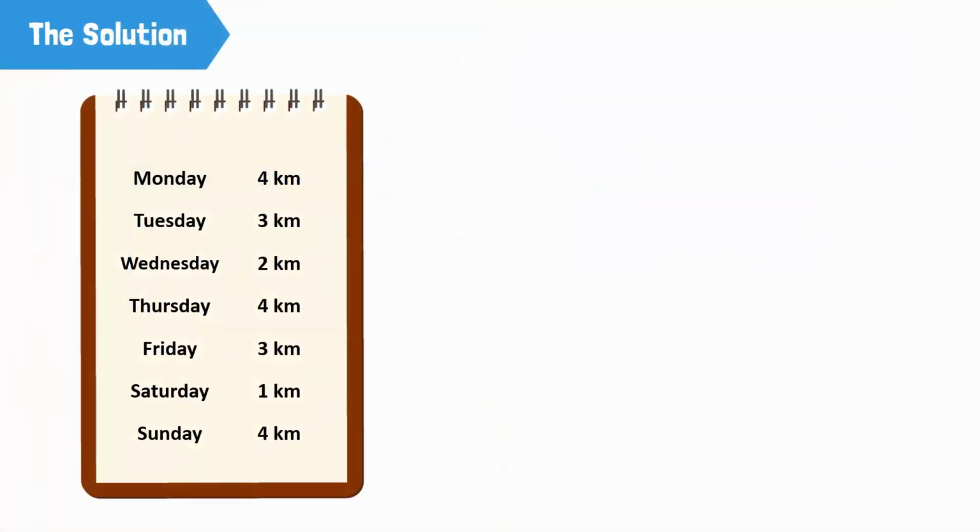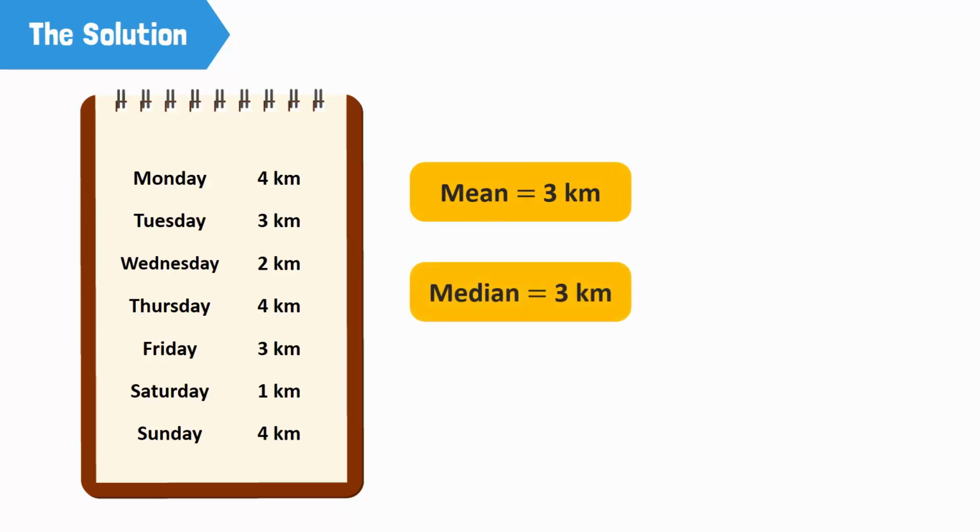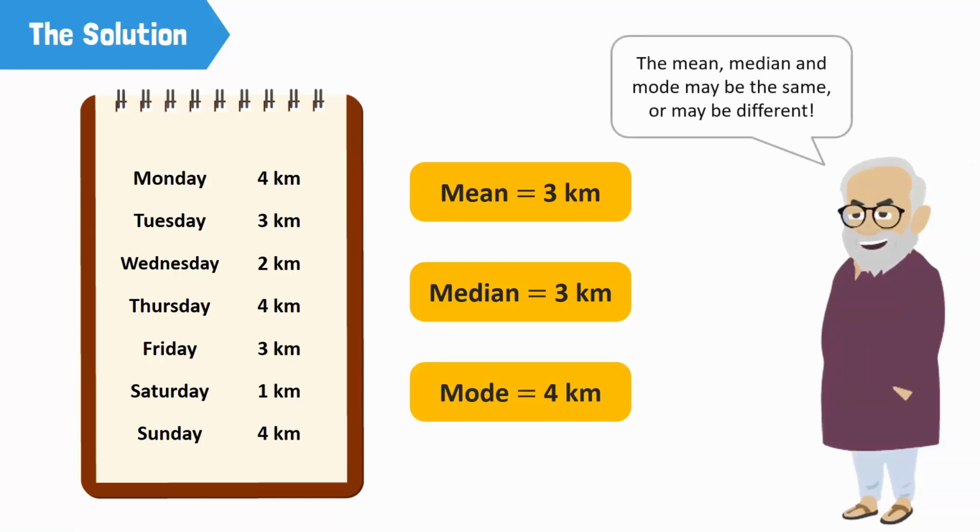We have found 3 types of measures of central tendency for the list of distances Dadajan has walked for a week. The mean, which is 3 kilometers, the median, which is also 3 kilometers, and the mode, which is 4 kilometers. It is possible that the mean, the median, and the mode are the same for a set of data, or they may all be different. In our example, the mean and median are equal.